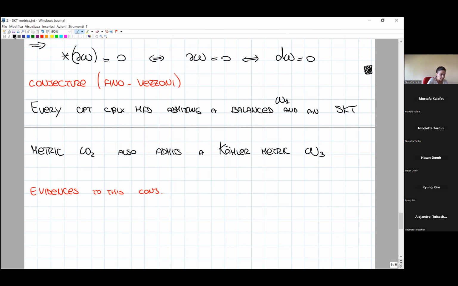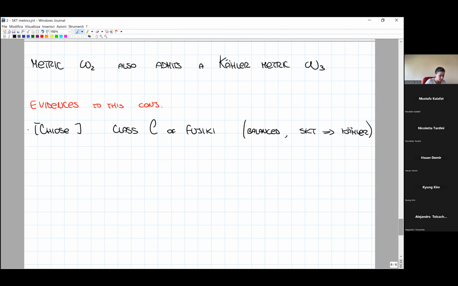Of course, there are more, but it's a result of Chiose that the manifolds in class C of Fujiki that I mentioned before, they are balanced because of the result of Alessandrini and Bassanelli, because they are modifications of Kähler manifolds. So they are balanced, but if they are SKT, then they are Kähler. They are always balanced, but when they have an SKT metric, Chiose proved that these manifolds are Kähler. So this is confirming the conjecture on this class of manifolds.